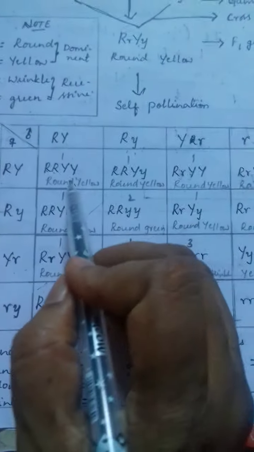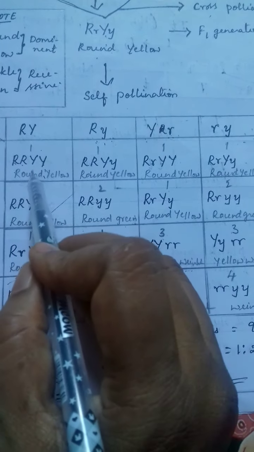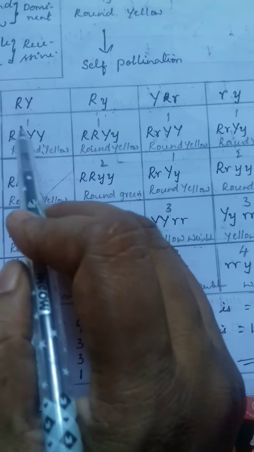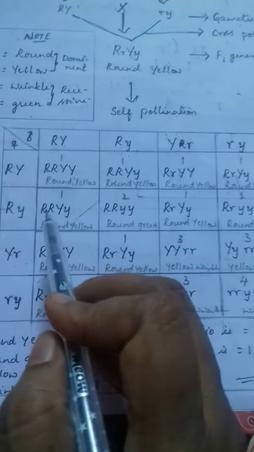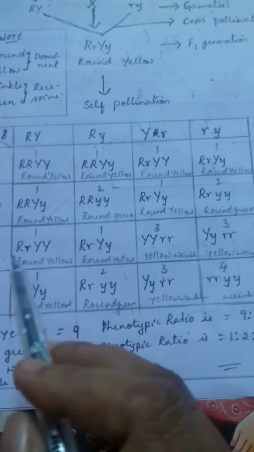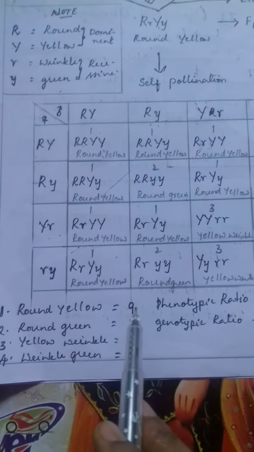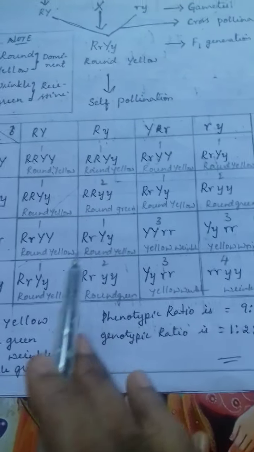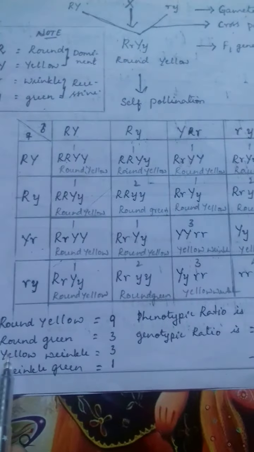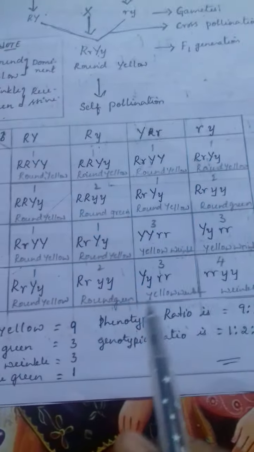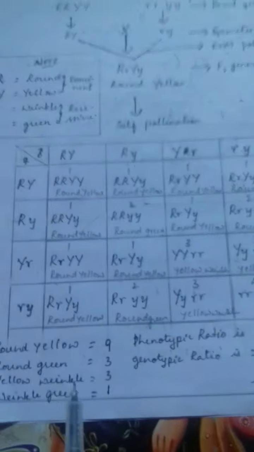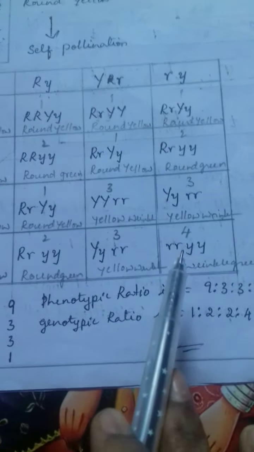The next one is, as we define the characters basing on these letters, if you see capital round yellow we get 1, 2, 3, 4, 5, 6, 7, 8 and 9. So round yellow is a 9, and round and green, second character, 1, 2 and 3, 3 characters. Round green, and yellow wrinkle, 3 characters, yellow and wrinkle, these 3 characters, and the last one is a small r and small y, wrinkle and green. So these are the characters we used to produce.